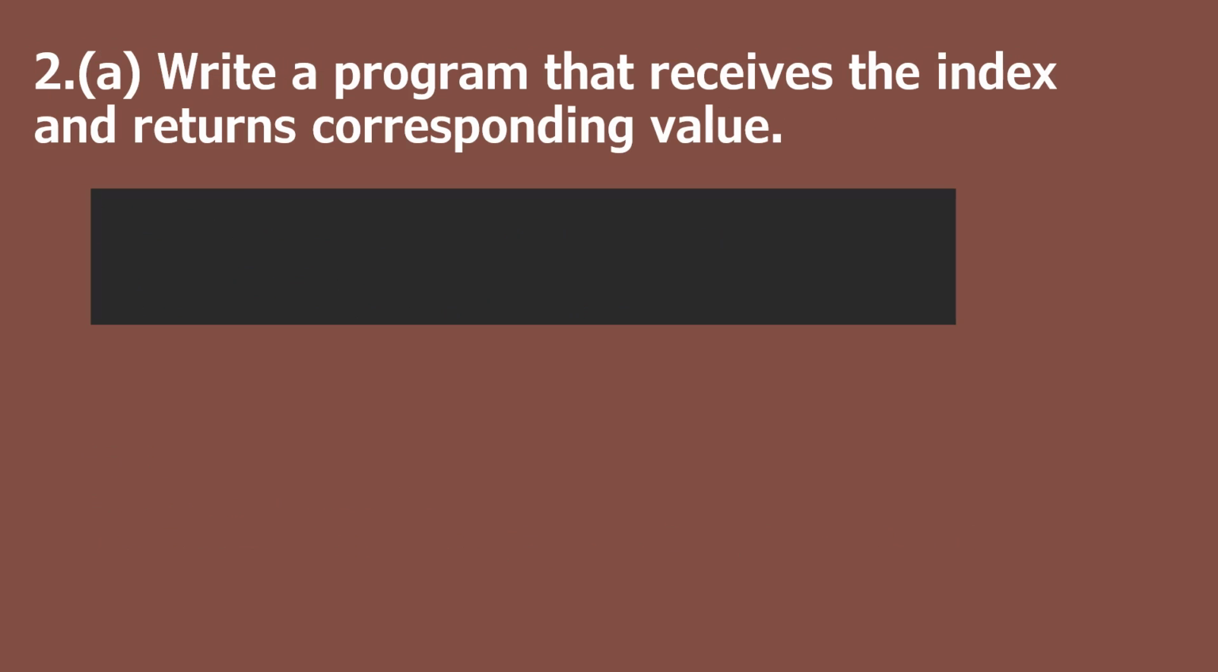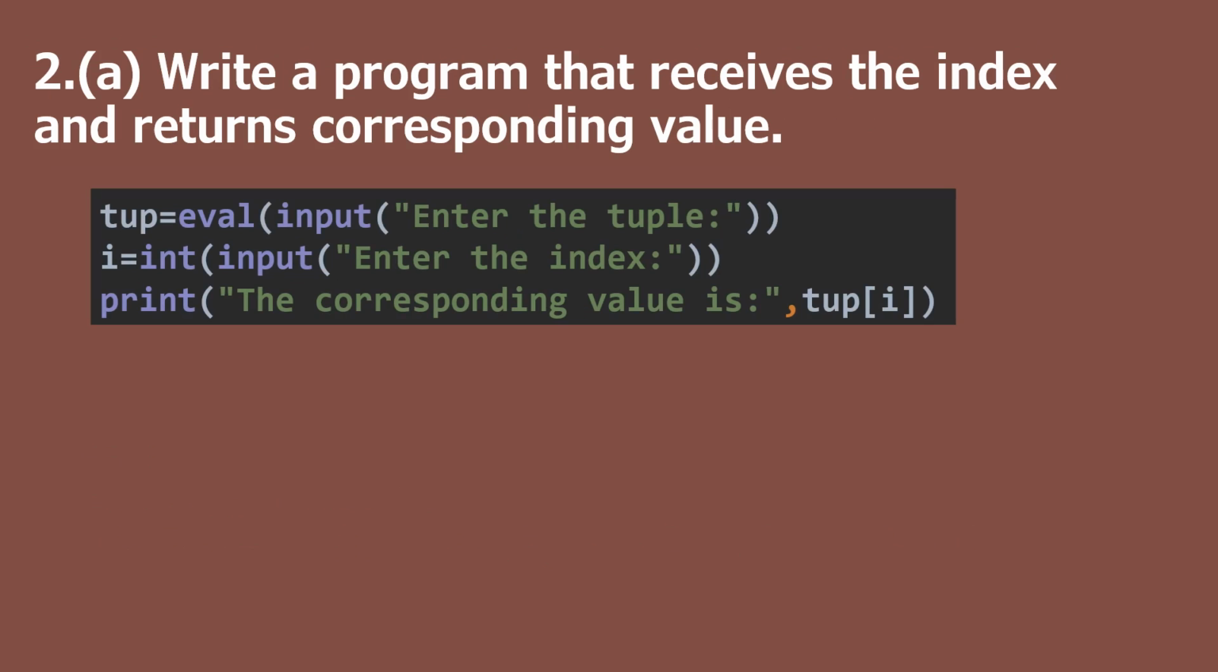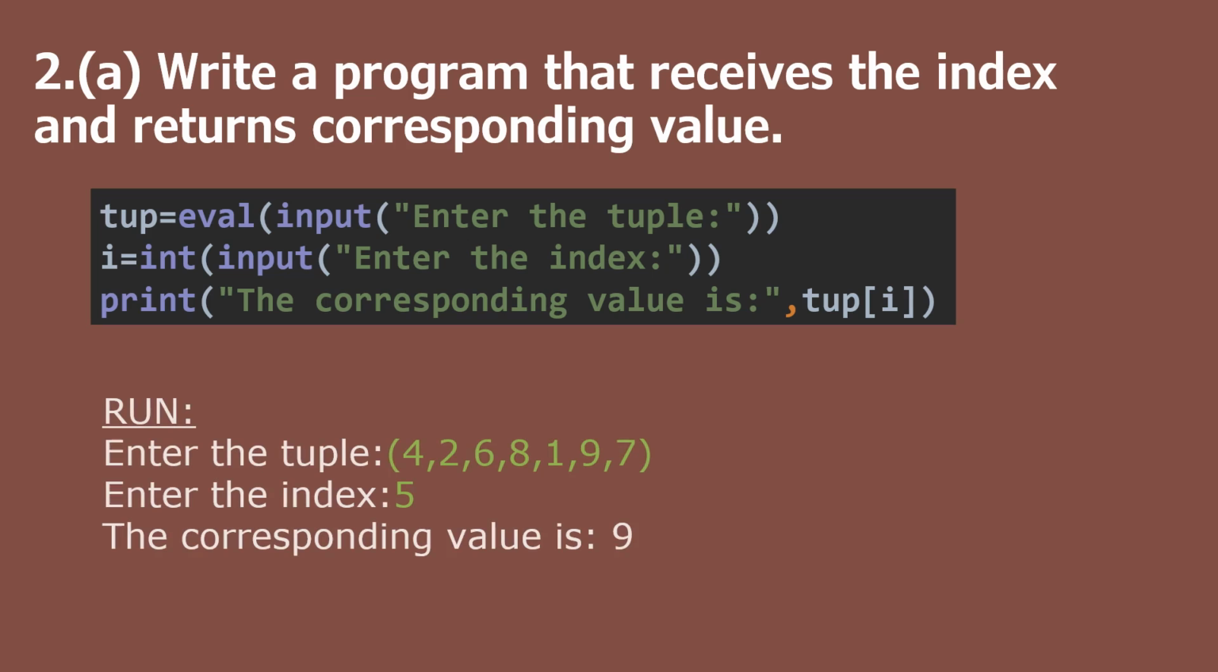Now next question is to write a program that receives the index number and returns the corresponding value in the tuple. So this is a very simple program. First of all, you have to enter a tuple that has to be stored in, let's say, variable tup. And the next thing that you have to accept from the user is i, which is the index number. Then you just have to write this tuple within square bracket i. That means it will print the corresponding value which is at index number i.